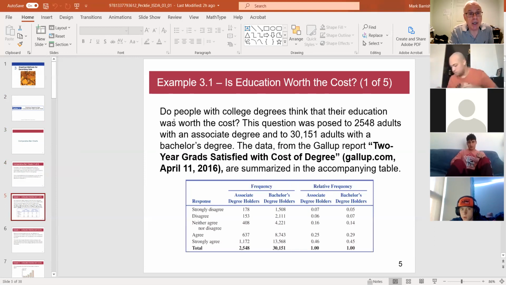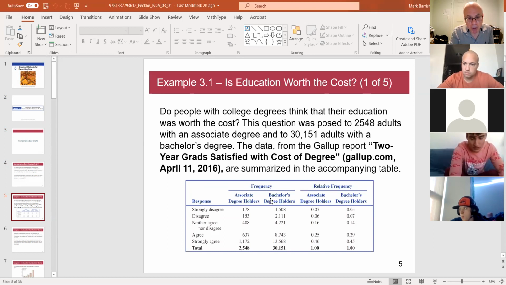So here is a question. Do people with college degrees think that their education was worth the cost? So this is a questionnaire, right? That's one of the questions that's going to be asked. And one of the other questions is going to be what type of college degree do you have? Some people are going to say associate degrees, some people will say bachelor's degrees. I guess some people in the survey might have said master's degrees or PhD, doctorate degrees. But in this particular comparison, we're only going to compare those people with associate degrees and those people with bachelor's degrees.